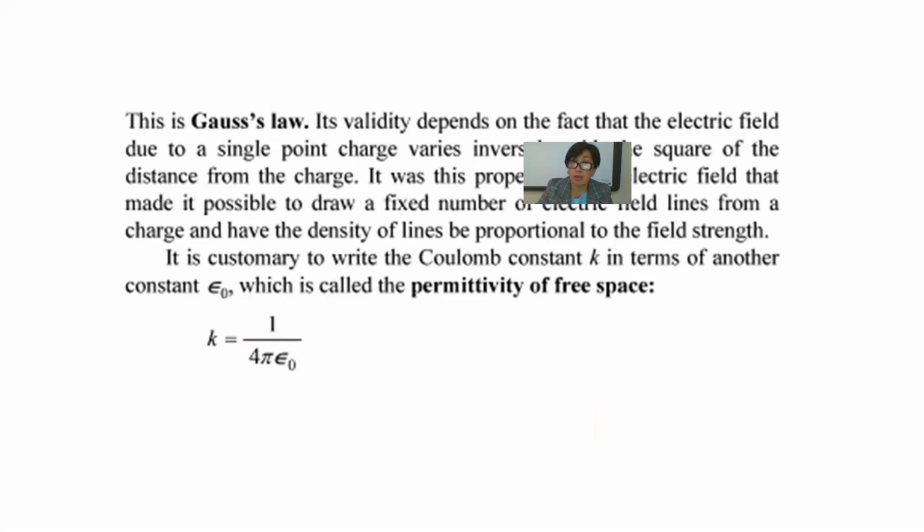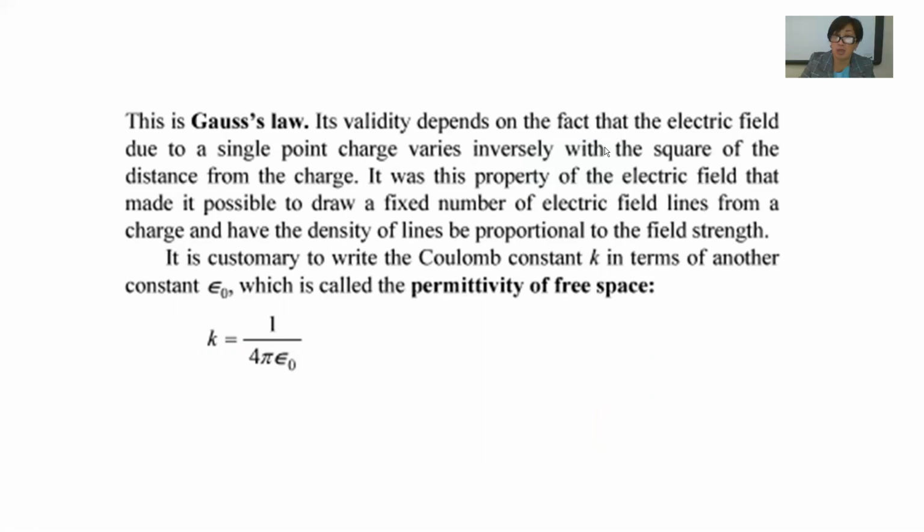Its validity depends on the fact that the electrical field due to a single point charge varies inversely with the square of the distance from the charge. This property of the electrical field made it possible to draw a fixed number of electrical field lines from a charge and have the density of lines be proportional to the field strength.